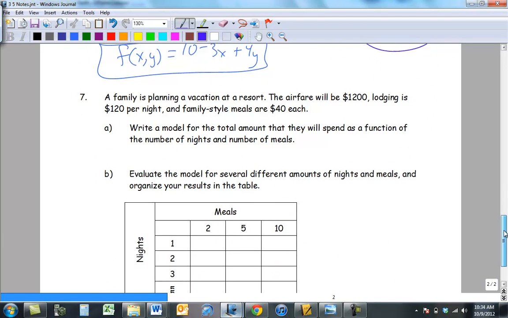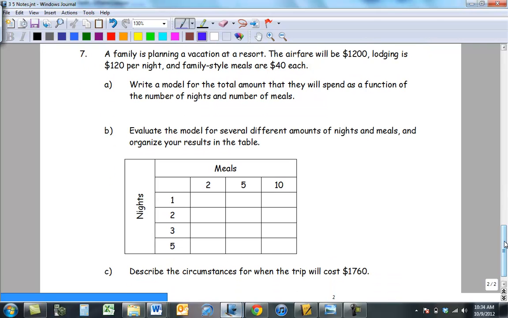All right, so the last example here is a word problem. Don't let it scare you. Go ahead and read that. Give it a shot. We'll talk about it in class.